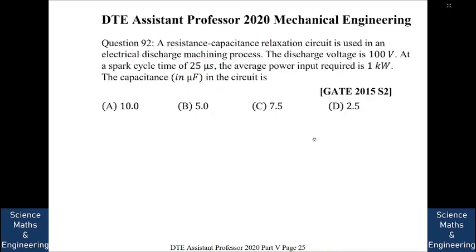A resistance capacitance relaxation circuit is used in an electrical discharge machine, that is EDM. The discharge voltage is 100 volt. At a spark cycle of 25 microsecond, the average power input required is 1 kilowatt. So the capacitance in microfarad in the circuit is, so this is the problem of the EDM, electrical discharge machining.